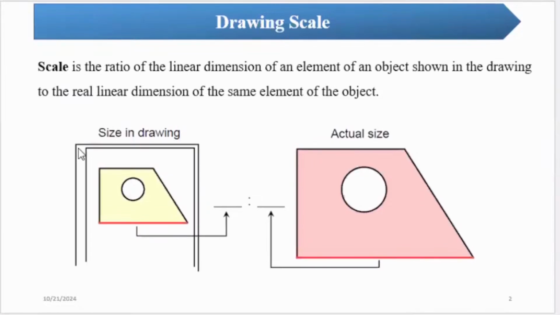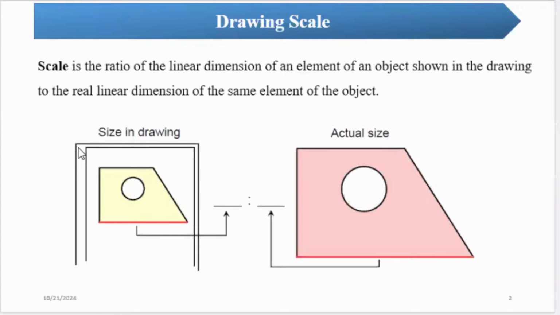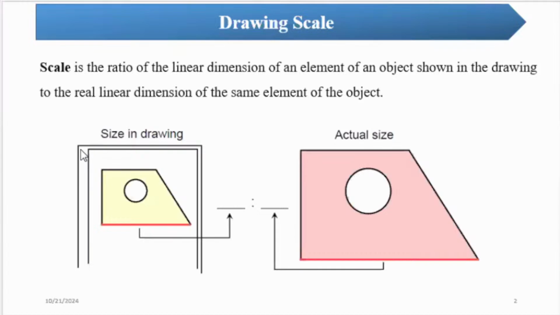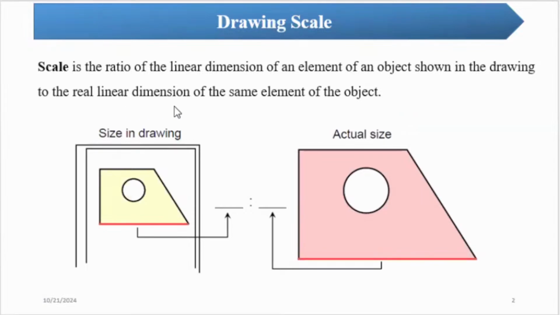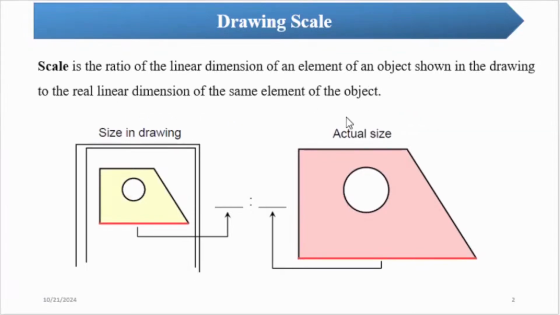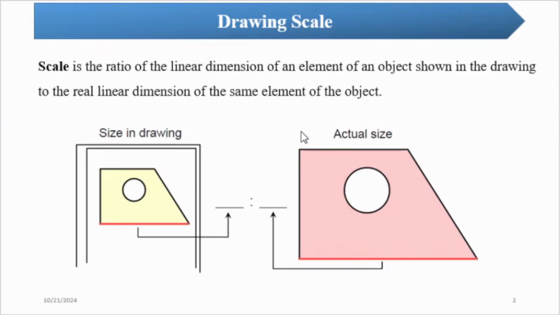If you look at the definition, scale is the ratio of the linear dimension of an element of an object shown in the drawing to the real linear dimension of the same element of the object. The ratio between the length of an element of an instrument shown in the drawing and its actual length is what we call a scale.